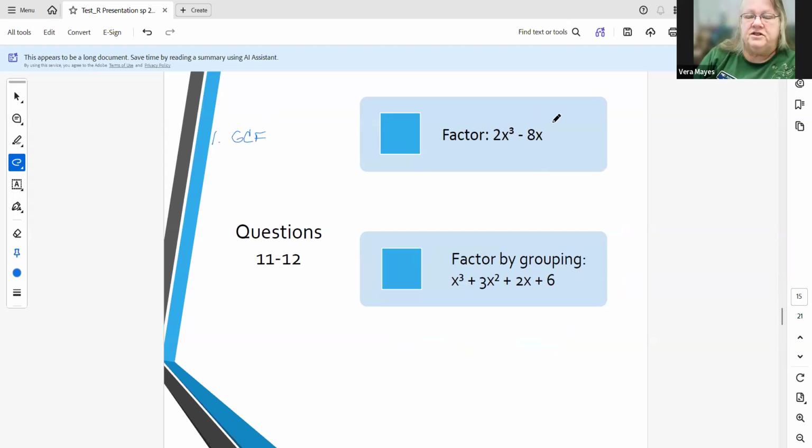So when I look at 2x cubed and 8x, I look first at my numbers. Well, 2 goes into both of those, so I can factor a 2 out, and they both have at least 1x. All right, so if I factor the 2 divided by 2, leaves me with a 1. X cubed, losing one of its x's, gives me an x squared. 8 divided by 2 leaves me with a 4. And the x only had 1x, and it went to the front.